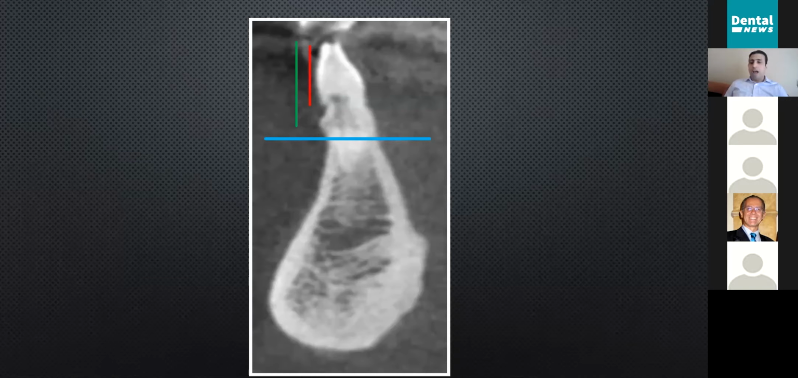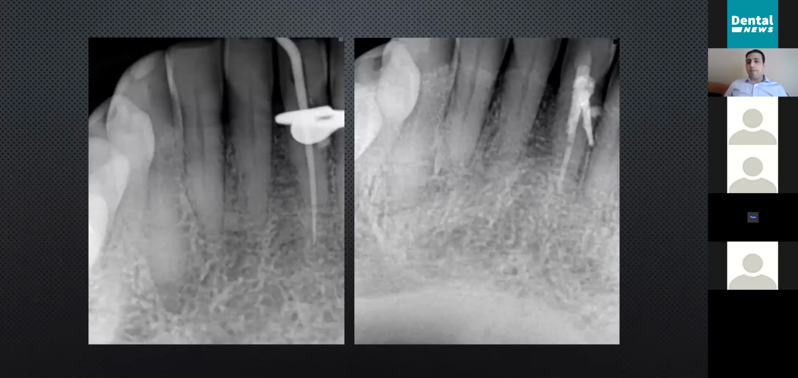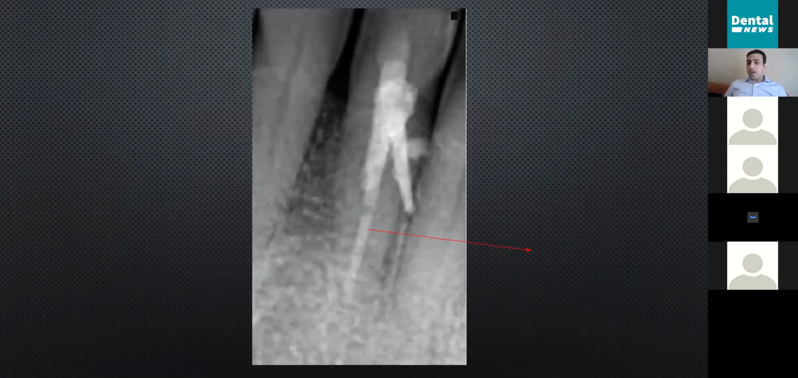So again, I re-emphasize the point again and again that with these cases, glass ionomer or resin-modified glass ionomer is going to be better than a bioceramic material. So this treatment was initiated with a non-surgical approach. As you can see here, it's a calcium hydroxide intracanal medicament. And the patient came back 2 weeks later for obturation. The apical part is gutta percha.